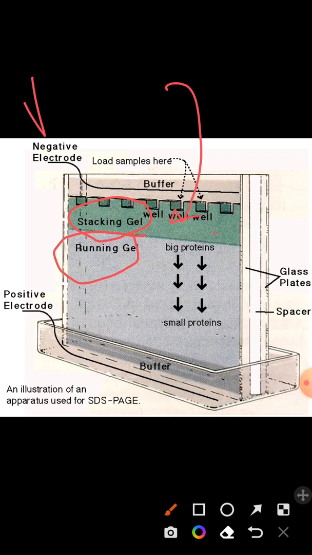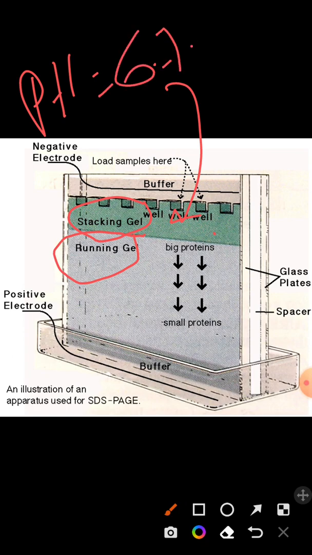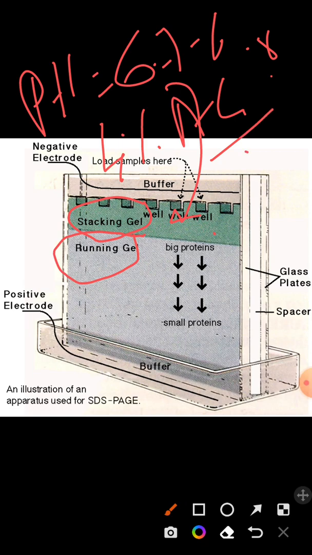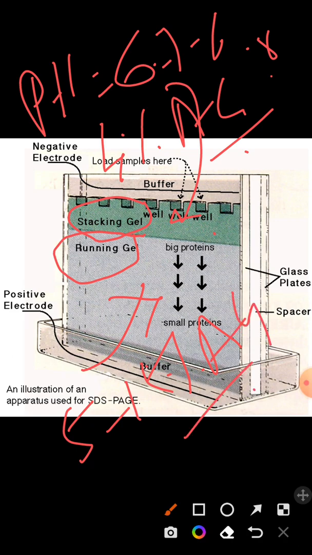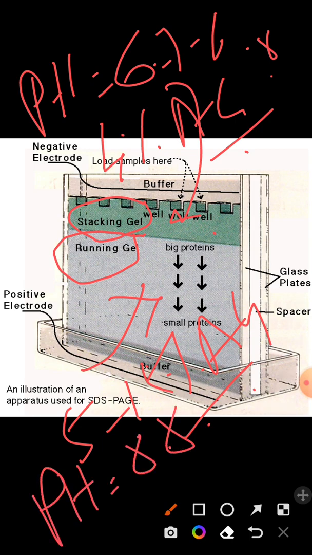So in case of stacking gel the pH is 6.6, 6.7 to 6.8, and the concentration of gel will be 4% acrylamide. Now, let me write the concentration in case of running gel too. In case of running gel the concentration of acrylamide will be 5 to 15%. Now you tell me in which gel the pore size will be smaller and in which gel the pore size will be relatively larger. Yes, obviously in case of stacking gel the pore size will be relatively larger, and in running gel the pH used is 8.8 to 8.9. So that is the idea.